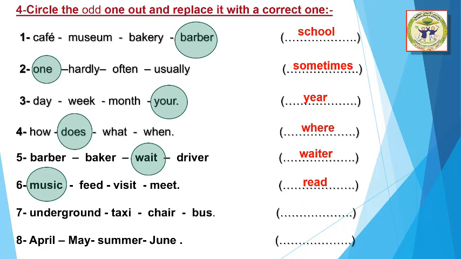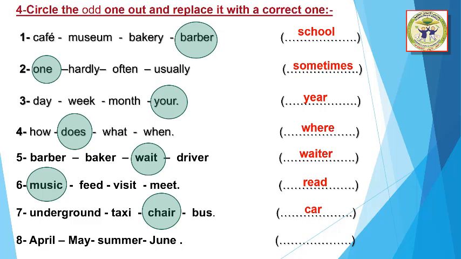Number 7, underground, taxi, chair, bus. The odd word here is chair, because chair is a noun, but the other words are means of transportation, so you replace it with any means of transportation like car.